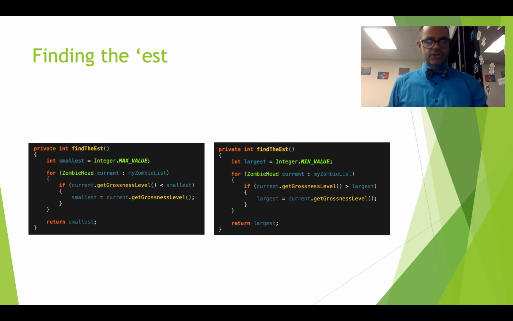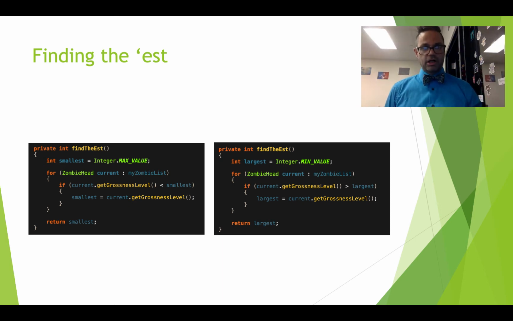And to see the code for this, you can see the code is exactly the same for the left and the right. The only difference between these two versions is what I'm looking for. So int smallest is equal to Integer.MAX_VALUE, because again, that's the opposite. Then for each zombie head in the zombie list, if current.getGrossestLevel is less than smallest, because everything's going to be less than max value anyway, I'm going to replace my smallest with that current value. So I'm always having the smallest current value attached to that.